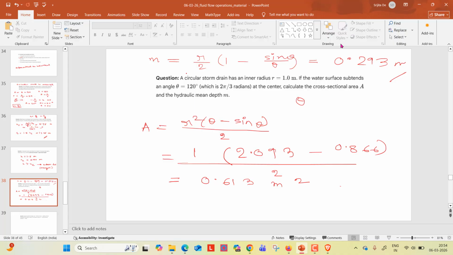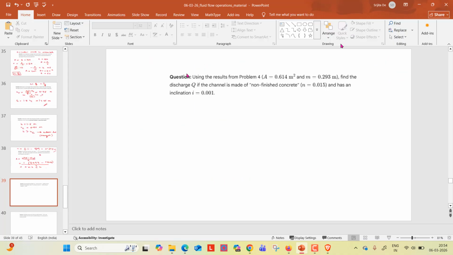Next, using the results, find the discharge Q in the channel, which is made of non-finished concrete, that is N and I are given.